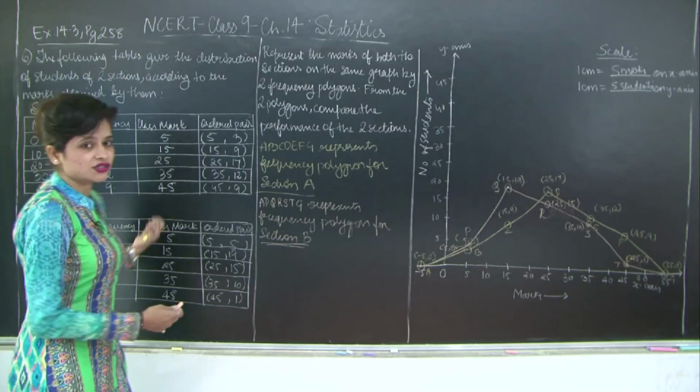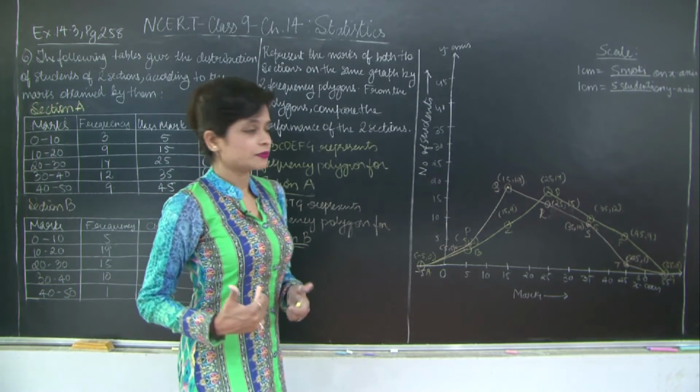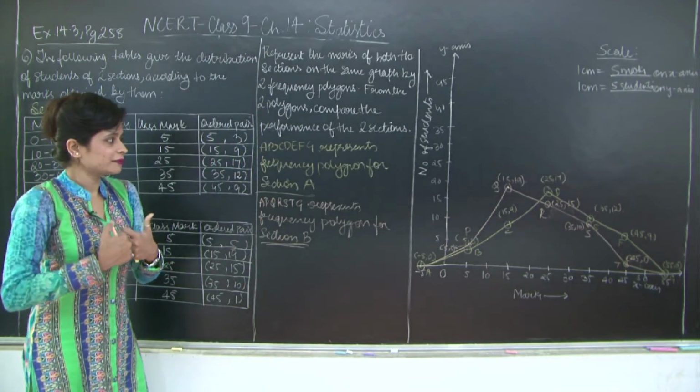So here we had two sections A and B and they had similar data, right? So I hope you got it.